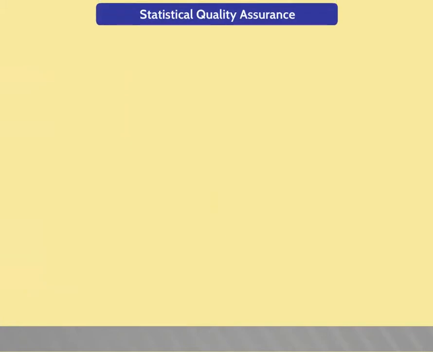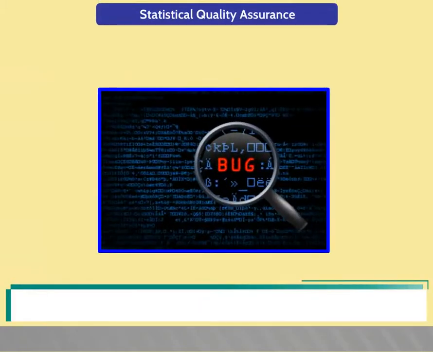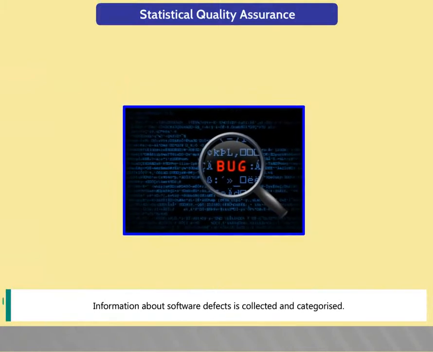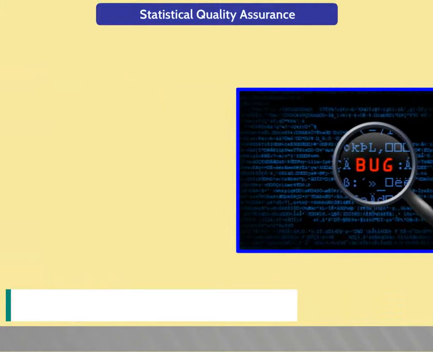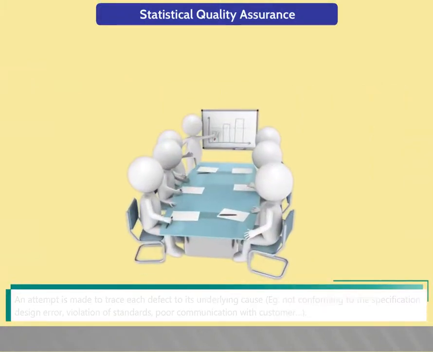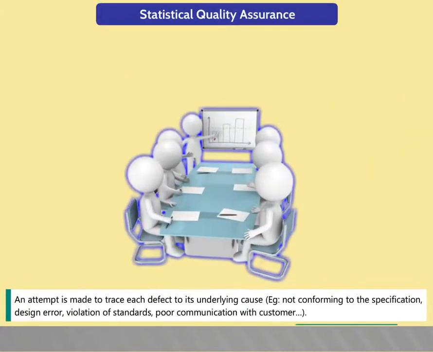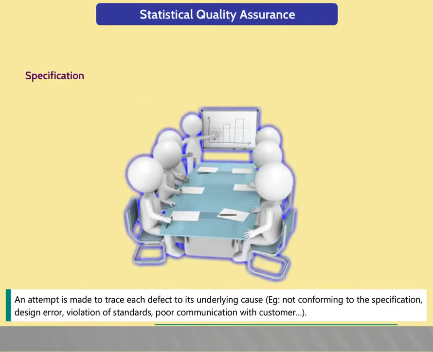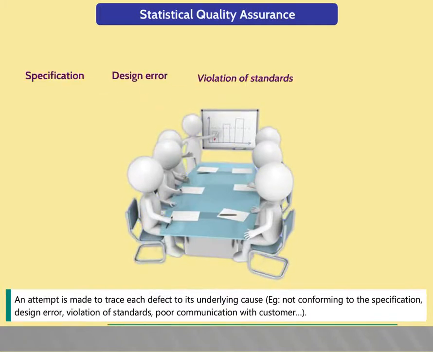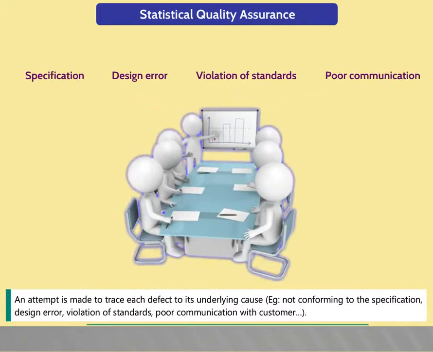Statistical quality assurance. Information about software defects is collected and categorized. An attempt is made to trace each defect to its underlying cause, for example, not conforming to the specification, design error, violation of standards, poor communication with customer, and so on.